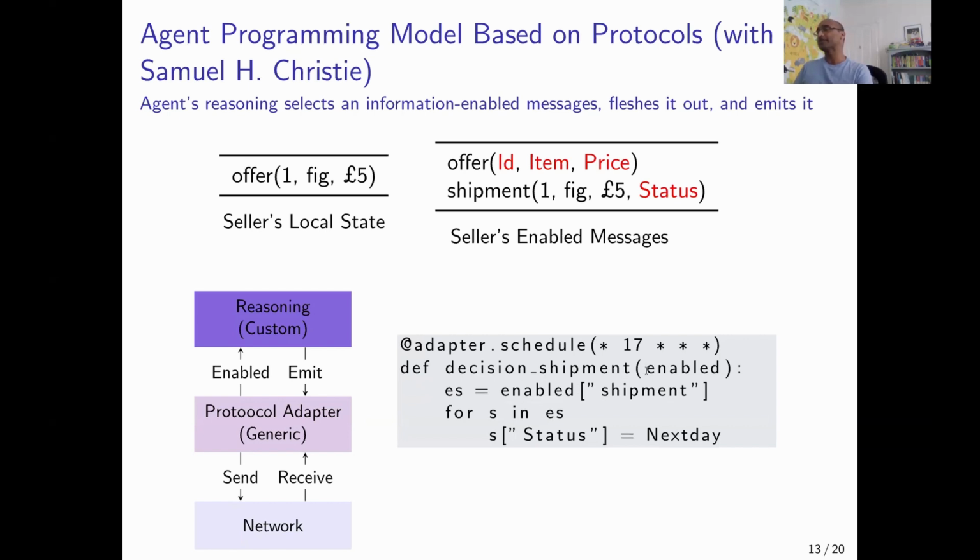It says every day at 5 o'clock, check what the enabled messages are. So which are the possible messages it can send, and get the enabled shipment messages from them, and bind status to next day or whatever value it wants to. And that's it. The adapter will then go ahead and send the message. So it doesn't have to encode the protocol logic, because the protocol logic is encapsulated in the adapter. So it makes programming very easy. And this is the power of declarative abstractions.